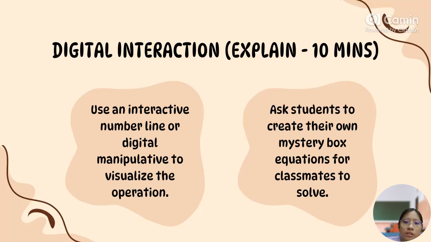The digital interaction, which takes 10 minutes. We can use an interactive number line or digital manipulatives to visualize the operations. The purpose is to help students visualize operations like addition and subtraction. We can use tools such as online number lines, digital counters or balance scales, and math apps such as GeoGebra.